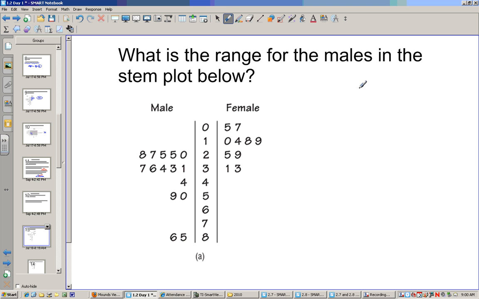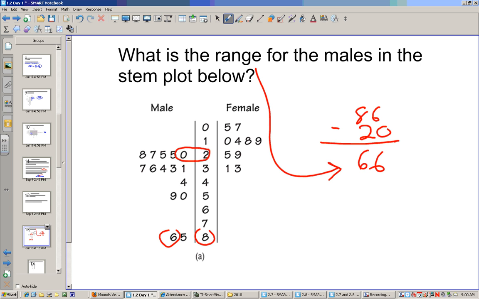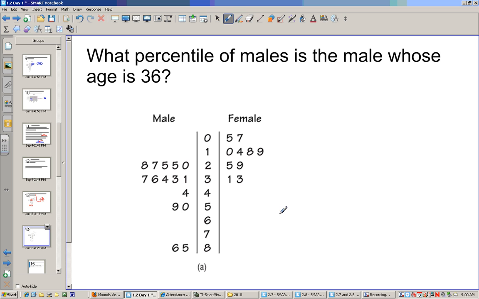So if I want to find the range for the males, the smallest value is 20, the largest value is 86. So I take 86 minus 20, which is 66. That is the range. Now if I want to find the percentile for the males, that's 36.